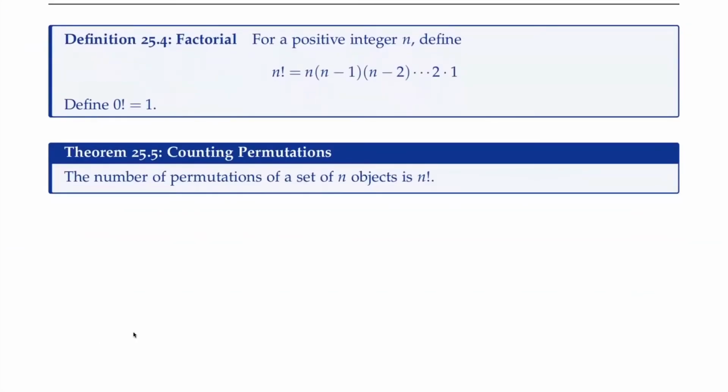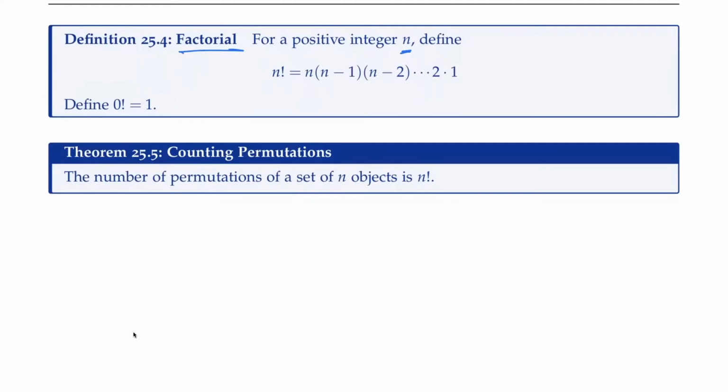So in general, how do we work out the number of permutations that we can have? Well, we use something called the factorial. A factorial of any positive integer n, so n has to be a positive integer, so that's 1, 2, 3, 4, and so on. We define n with an exclamation mark after it, that means n factorial, as just being the product of all the numbers from n down to 1.